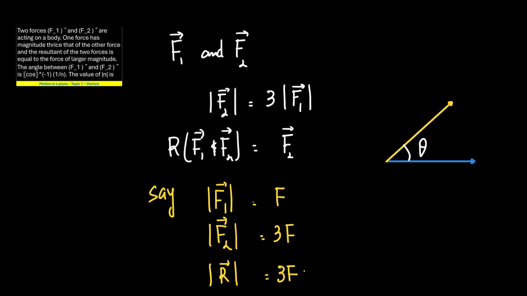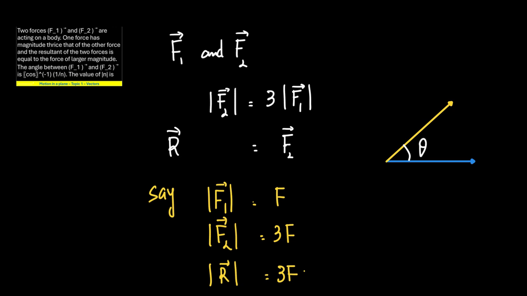Now, the resultant vector, the second half says, the resultant of the two forces is equal to the force of the larger magnitude. The larger magnitude is F2. So basically the question says that resultant is actually equal to the larger vector itself. R is equal to F2. In which case, what is magnitude of R is equal to magnitude of F2?